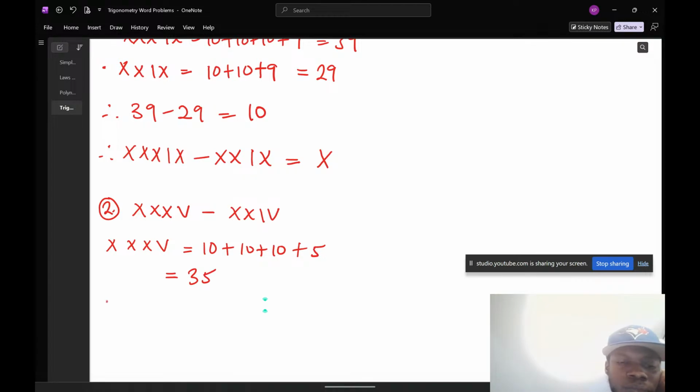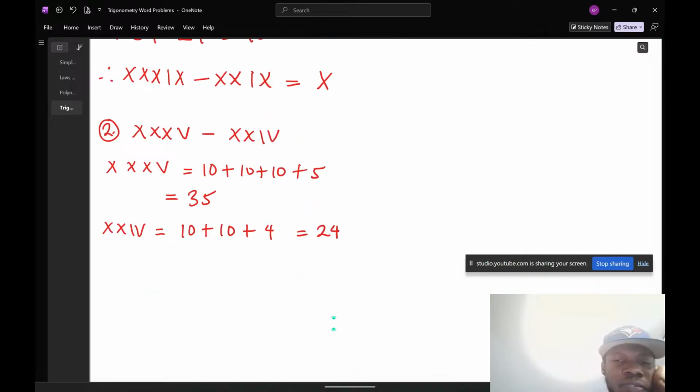Okay? Now we have XXIV. So that's 10 plus 10 plus IV, which is 4. 10 plus 10 is 20. 20 plus 4 is 24. XXIV is 24. So now we have 35 minus 24. So 35 minus 24 will give us 9. Okay? And in Roman numerals, we know that 9 is IX. So therefore, we'll say that XXXV minus XXIV is equal to IX. Okay?